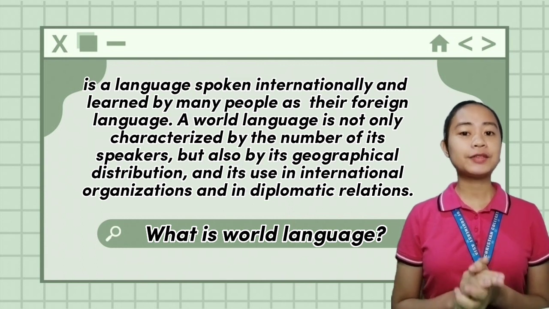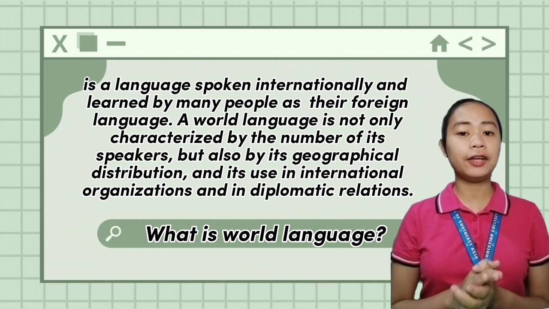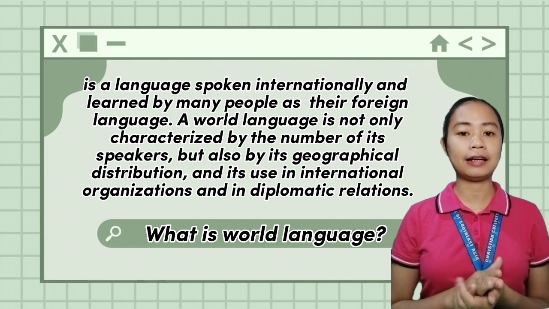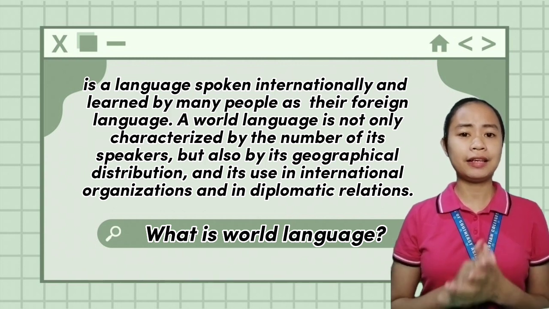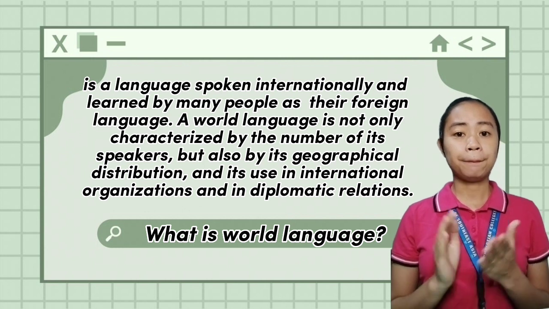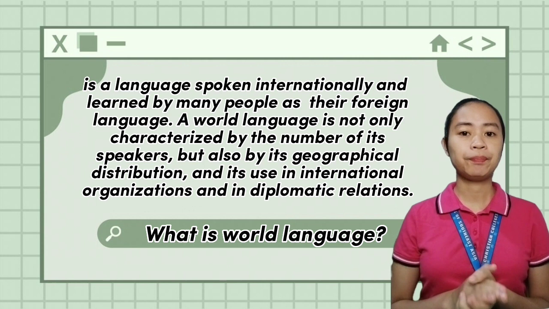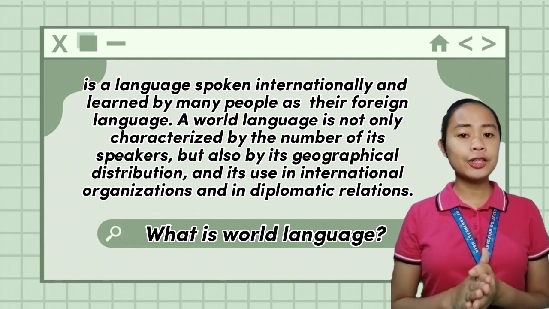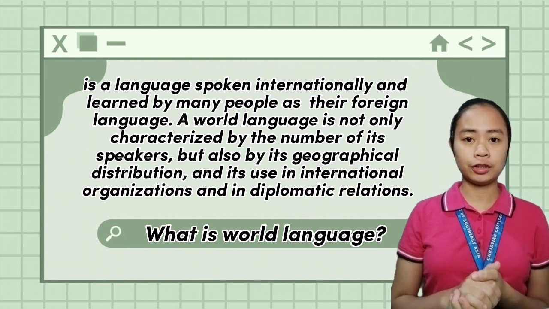So, what is a world language? A world language is a language spoken internationally and learned by many people as their foreign language. A world language is characterized not only by the number of its speakers, but also by its geographical distribution and its use in international organizations and in diplomatic relations.